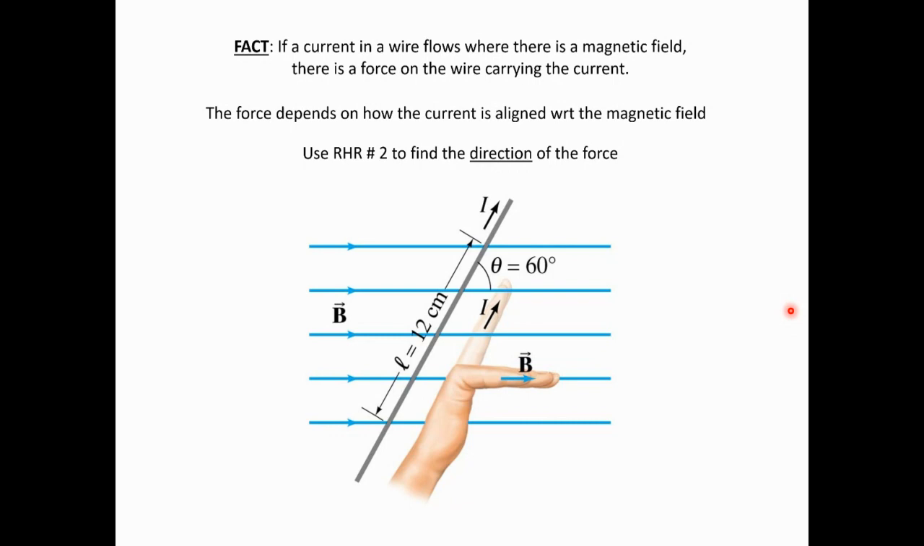Given the situation on the screen, point your thumb directly at the screen. Point your fingers in the direction of the current towards the upper right-hand corner, and you will see that you can bend your fingers towards the right, towards the magnetic field. So in that orientation, the thumb of your hand tells you the direction that the force is.